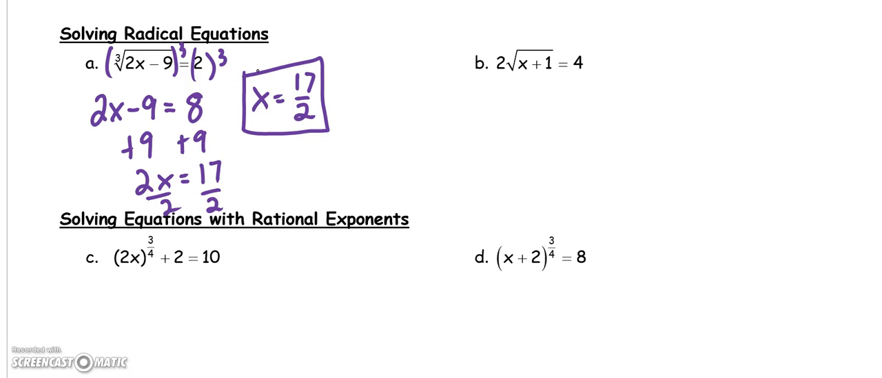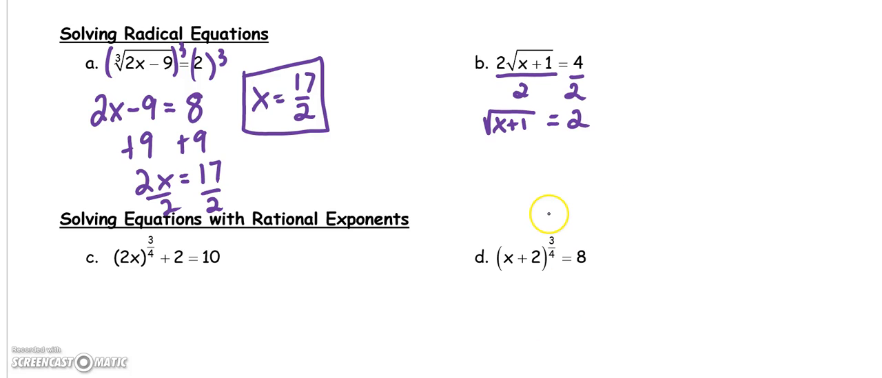For the next one, like I said before, we want to get the radical by itself. In this case, there's a 2 in front, and since it's a big 2, that means it's multiplying. It's not the number with the root. So we need to divide by 2 first. So we get the square root of x plus 1 equals 2.